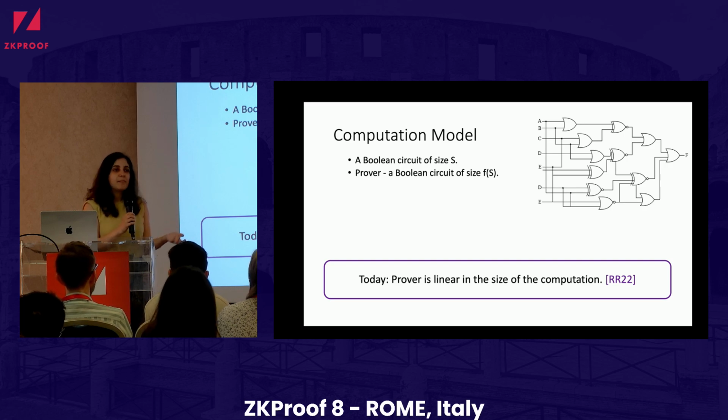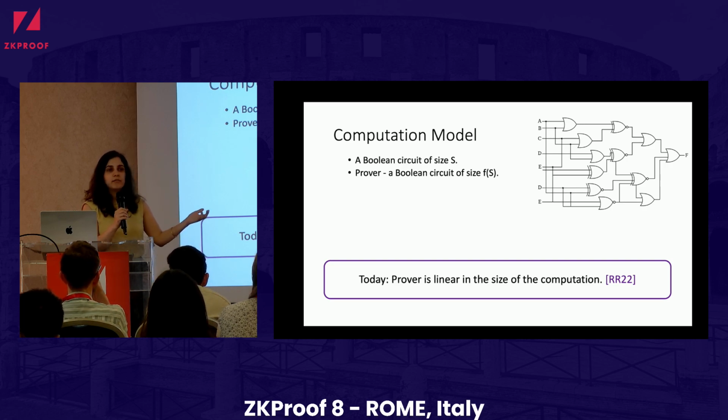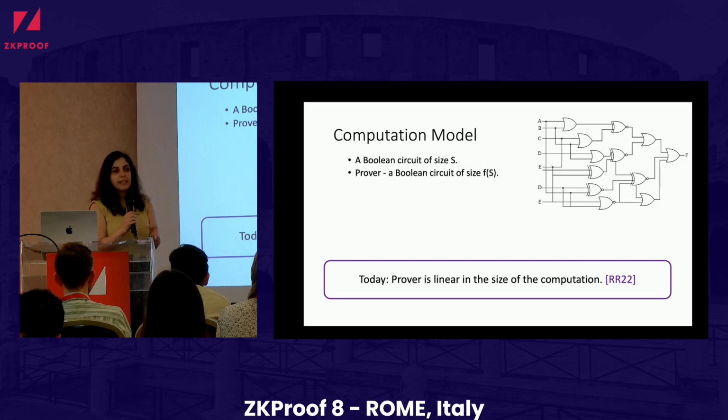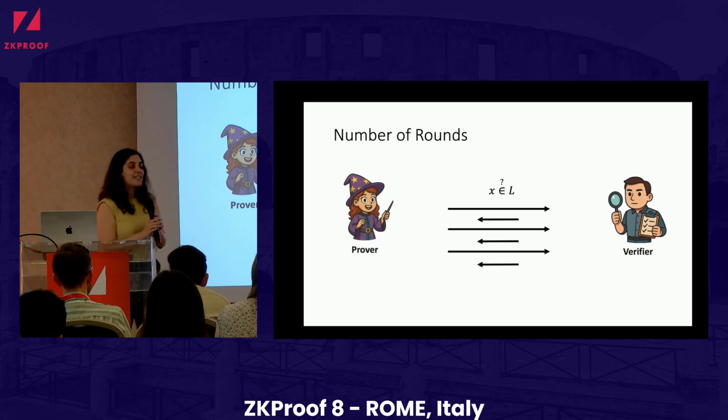Now, some of the SNARKs you might know have a linear prover. So what is so different about this? Well, they have a linear prover, but it's linear in the number of field operations, and they don't really account for the field operations. So here we're also counting these field operations inside our complexity measures. And we will see later on how this makes things a bit more challenging. Maybe not a bit. Okay, so the second thing we care about is the number of rounds.